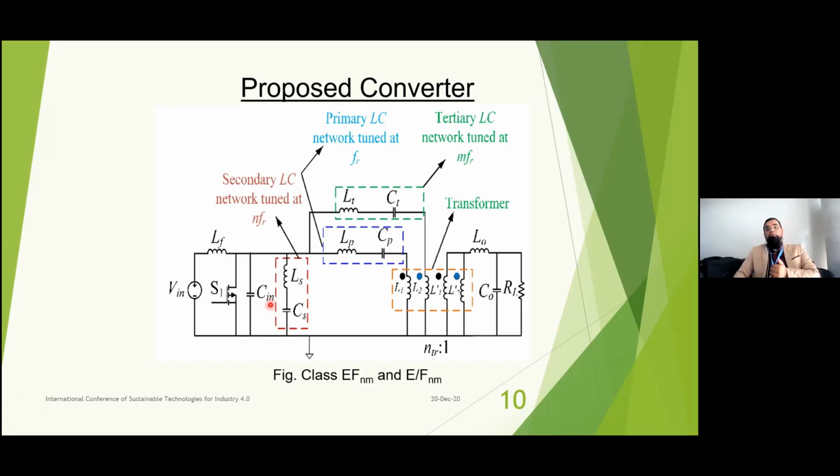To compensate for that, we transfer the third harmonic to the third LTNCT, that is, the third resonant tank. That helps us to improve the delivered power to the load.